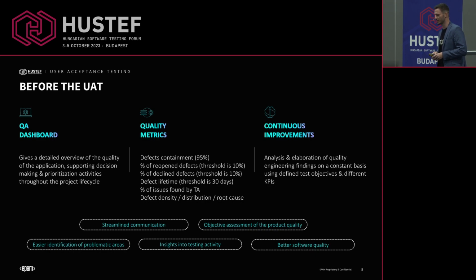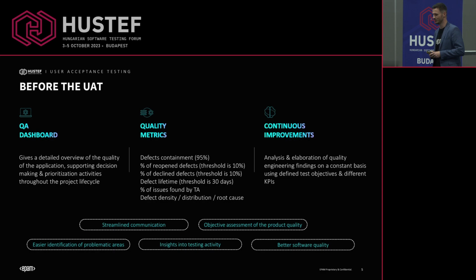The other one is the percentage of declined defects. Here we can identify if there is any problem with the requirements, like it's declined because it was not a bug, but it was not evident for us, or, and that's the tricky part, we can assess the quality of our testing.